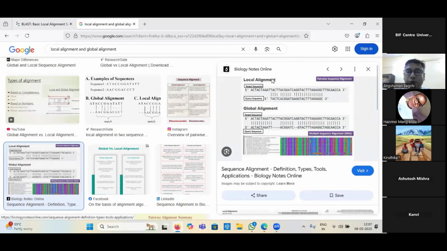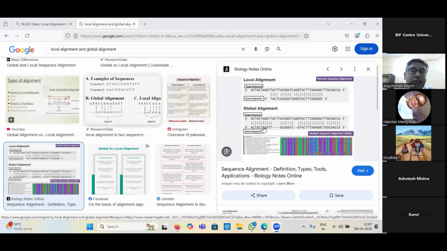See, this is called a target sequence. This is called a query sequence. Is it visible to all of you? Target means the sequence which is present in the database and with which you would like to align your sequence. And query sequence means it is a sequence of your choice.